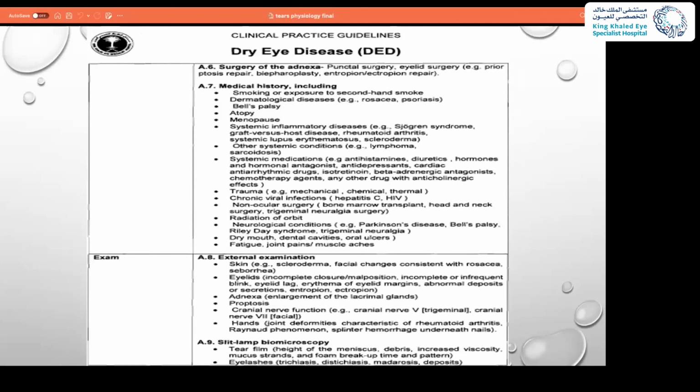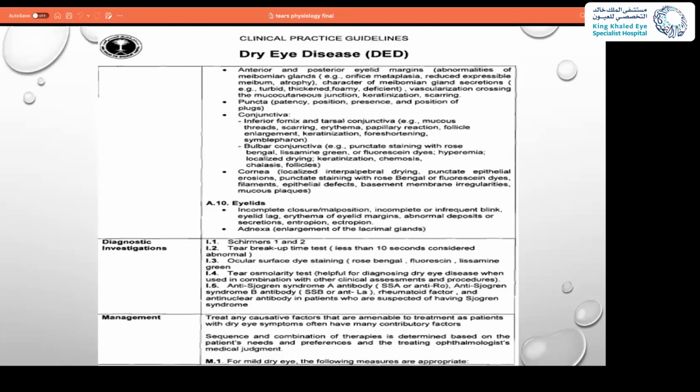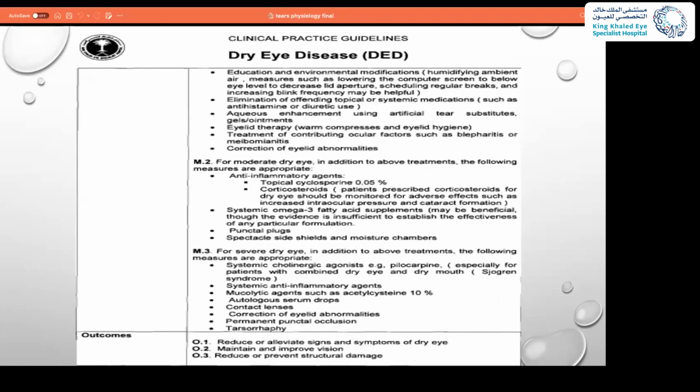It shows you the history and examination, grading the patient as mild, moderate or severe, and all the required tests. And finally, the treatment based on the severity of dry eye.